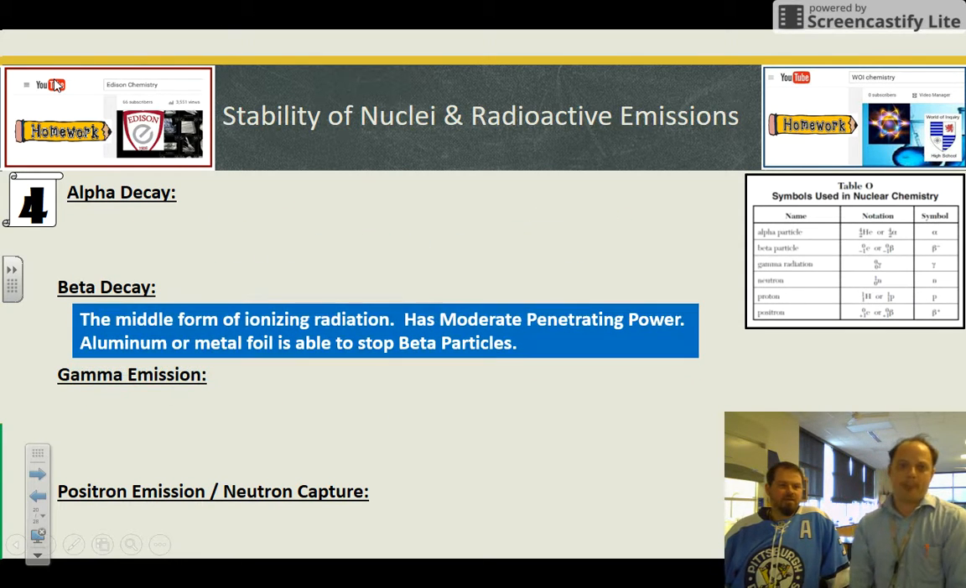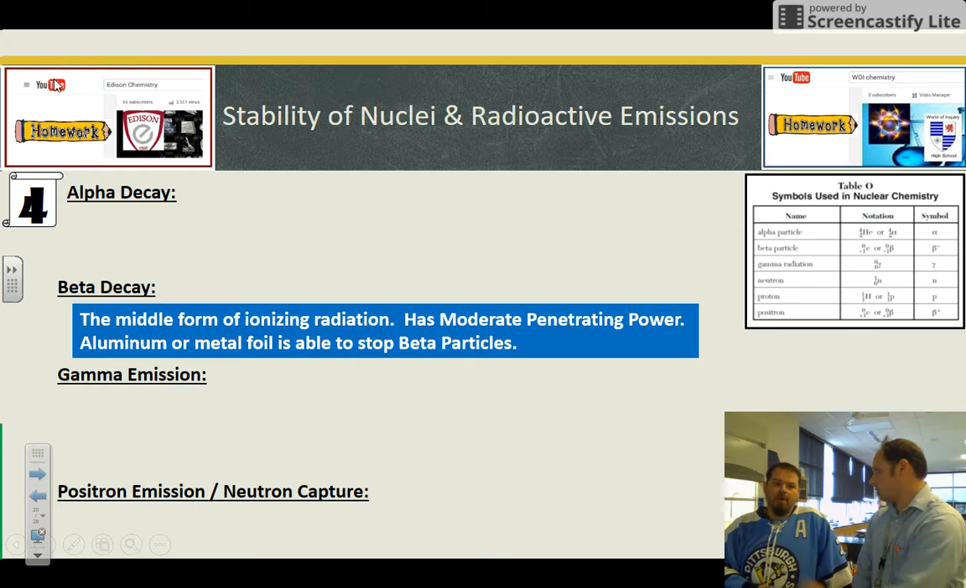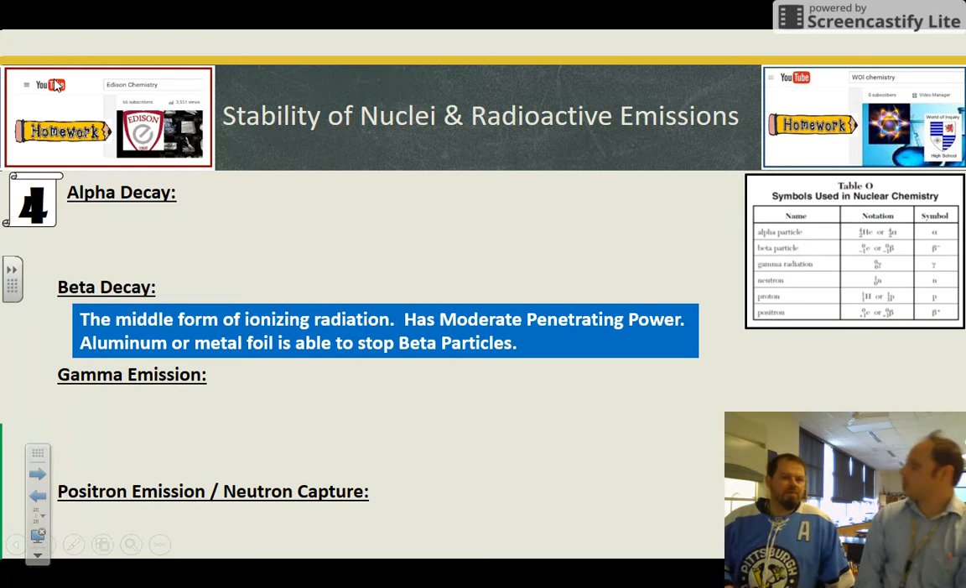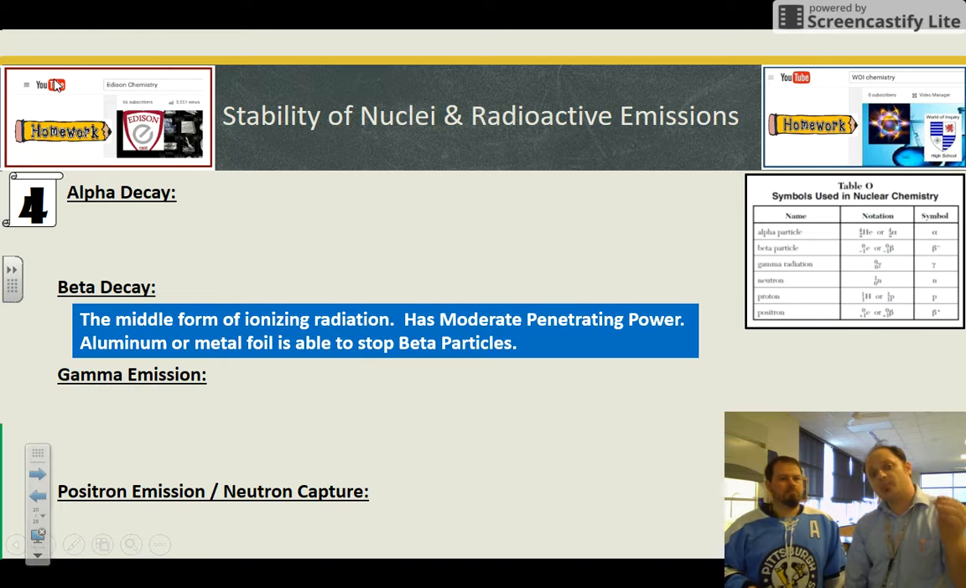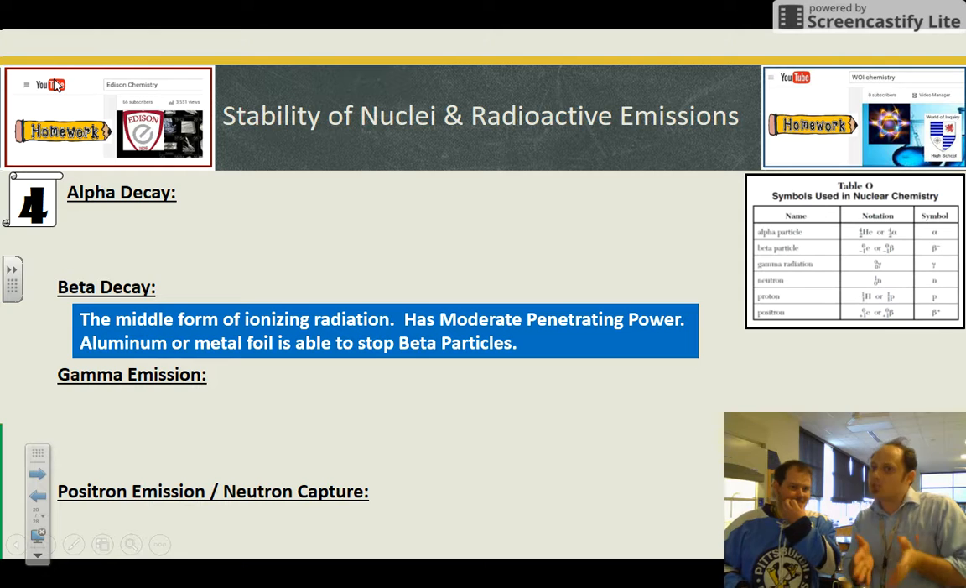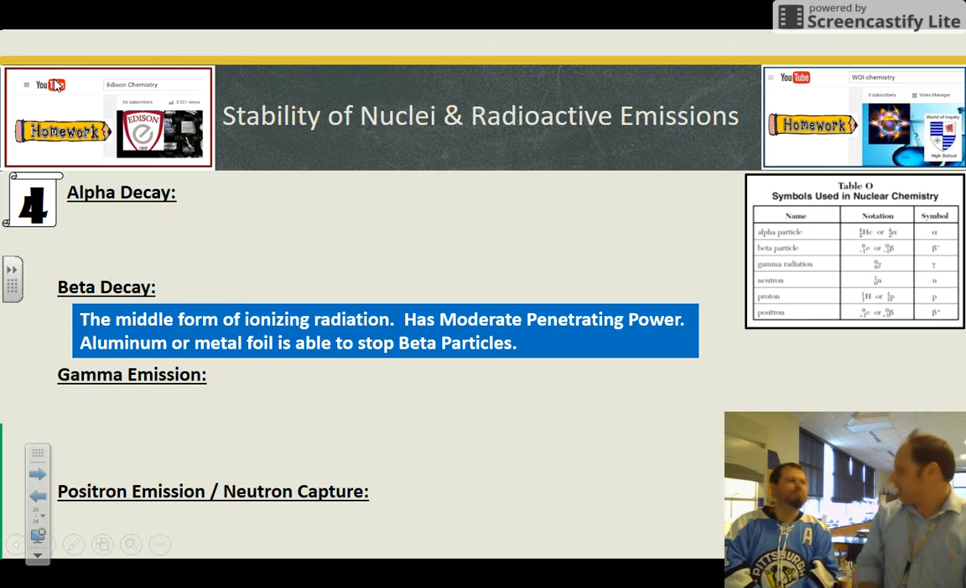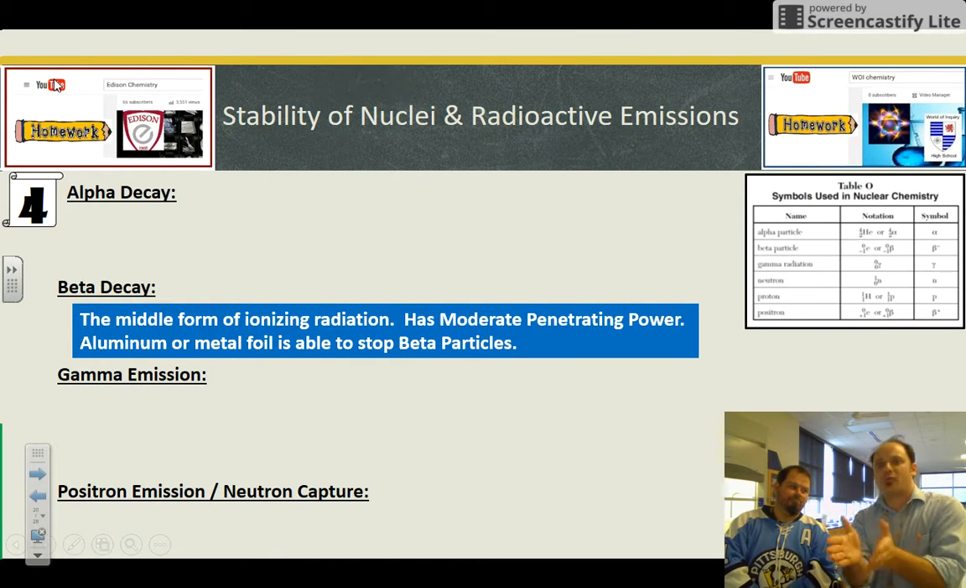Now, beta is a little bit different because beta is basically, like we learned before, an electron. We know they're small and don't have a lot of mass, but they do have a charge. So they have middle-of-the-road ionization power and moderate penetrating power. It'll go through a little bit more than alpha will, so it'll go through paper, but a little bit of aluminum foil or metal would stop it. Because beta particles have a negative charge, and negative charges are attracted to positive charges, they don't go through too much stuff. On their way through, they see a positive charge and say, let me get you, so they can't get through quite as much.